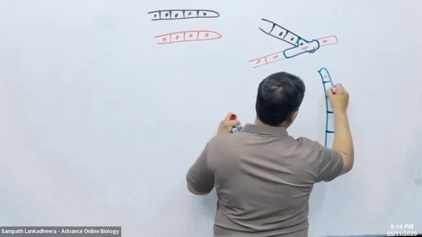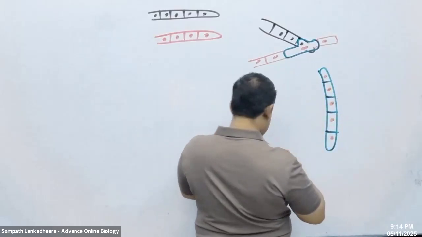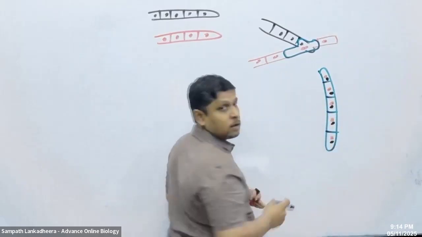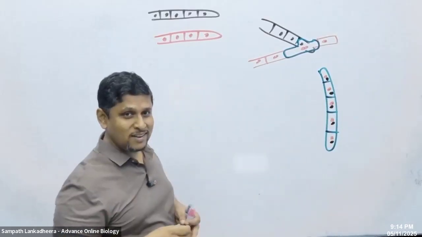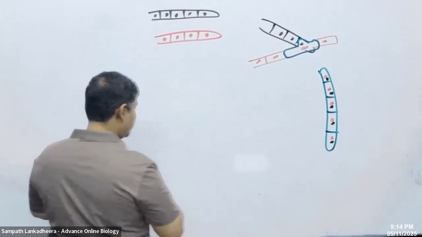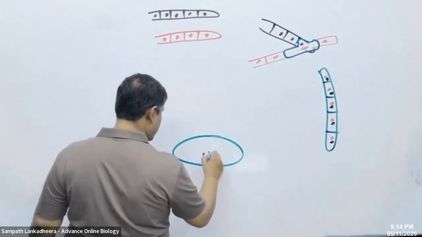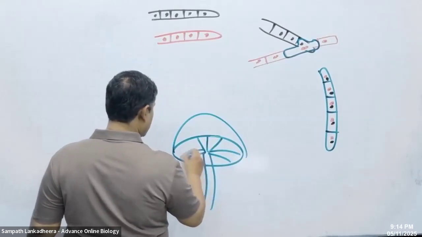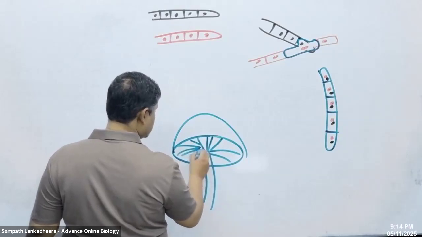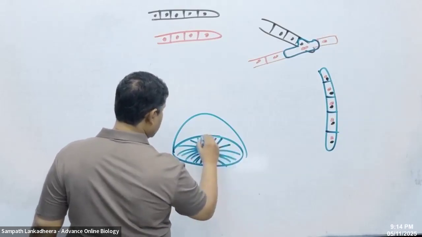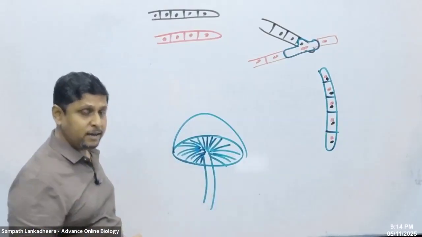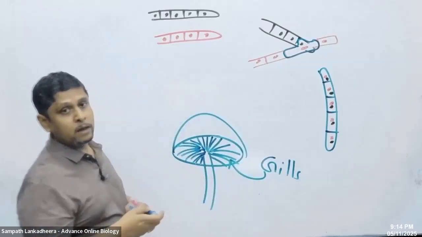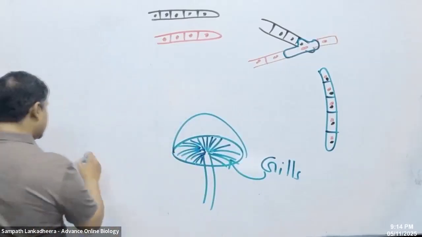Where are those two types of nuclei present inside? Like this. This filament grows into a mushroom. On the underside of the mushroom, what is available? Gills. We call them gills. You take one of the gills and you enlarge it.